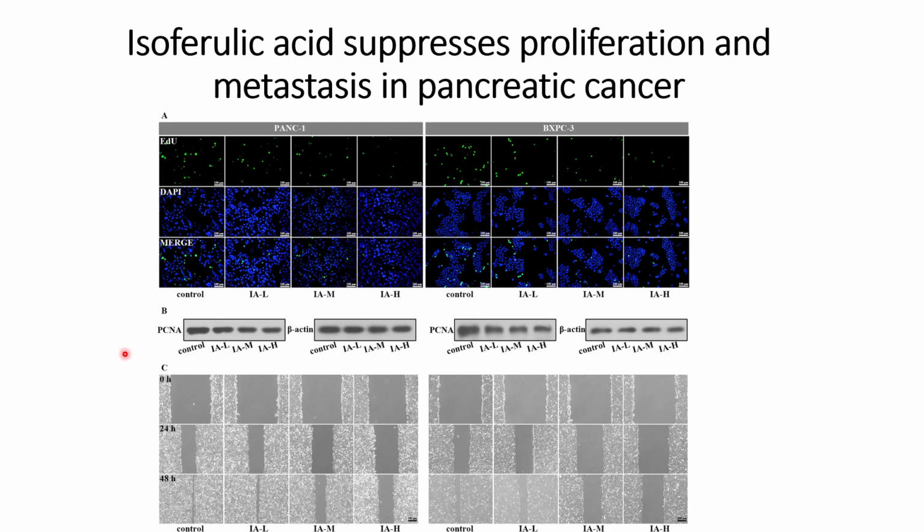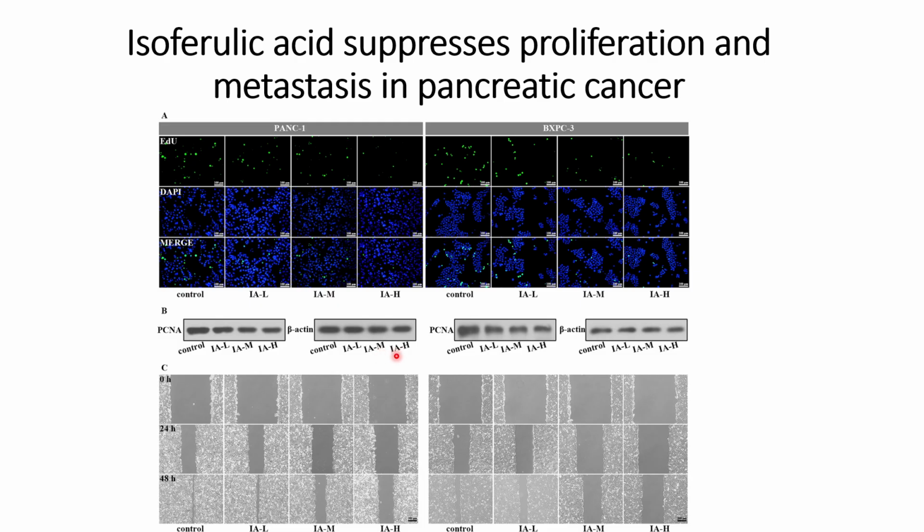And finally, they also did a wound healing assay, where we can see that in the case of control, after 48 hours, almost most of the wound is covered. But when the cells are treated with isoferulic acid at low concentration, we do not see too much difference. But when the concentration of isoferulic acid increases, the wound healing capacity of the cells goes down, or the proliferation capacity of the cells goes down. This capacity further goes down as the isoferulic acid concentration increases. So this indicates that the proliferation capacity of the PANC1 cells goes down with increase in the concentration of isoferulic acid.